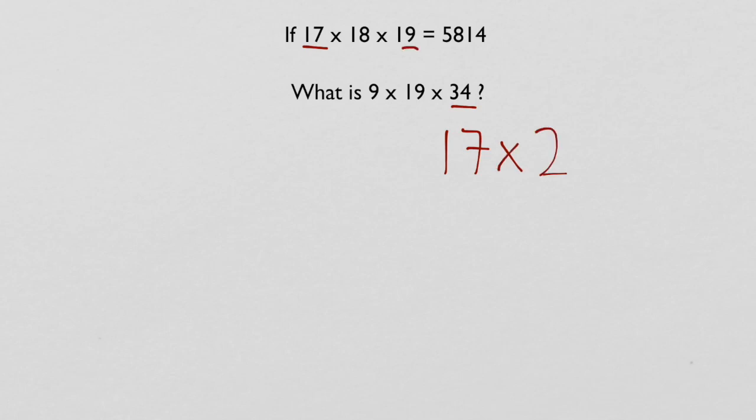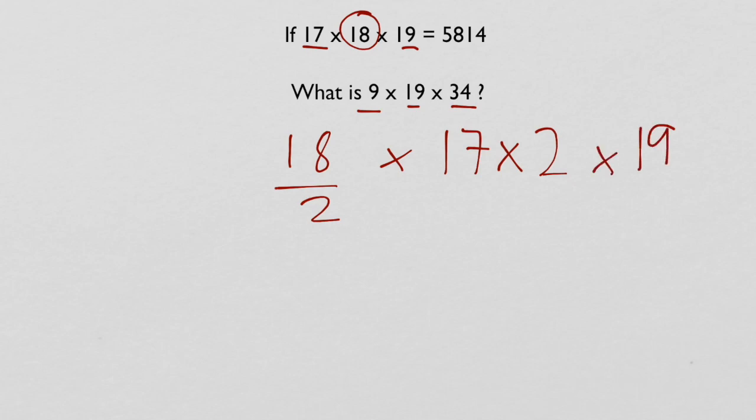Alright, 19 appears in both, so we can ignore that for now. And 18 and 9, we know that 18 is double 9, or 9 is half of 18. So we have 18 divided by 2 times 17 times 2 and times 19 as well. Okay, so we've made the link between the clue and the question.